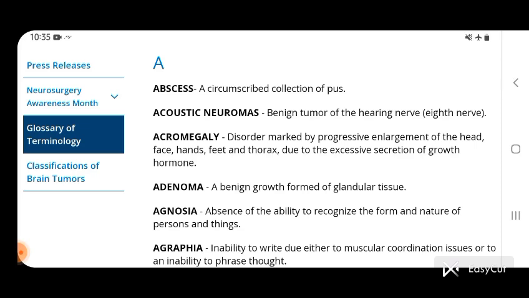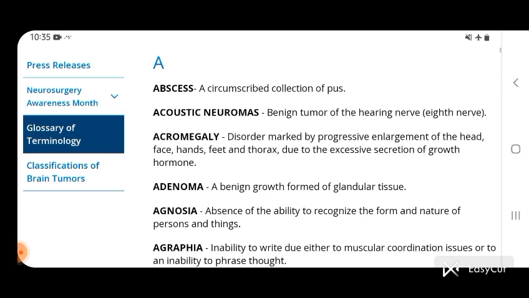Today in this video, I'll discuss the glossary of neurosurgery. So firstly, I start with the letter A. The first is abscess. Abscess means a circumscribed collection of pus. Next is acoustic neuromas. Neuromas are benign tumors of the hearing nerve, that is our eighth cranial nerve.